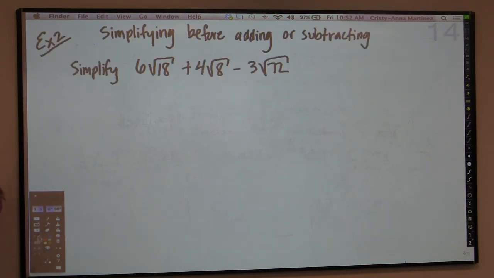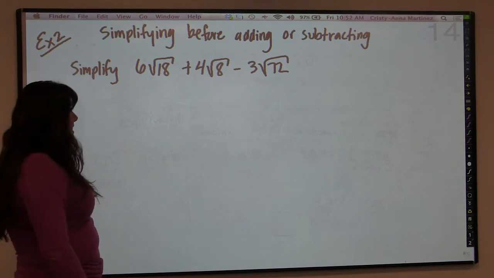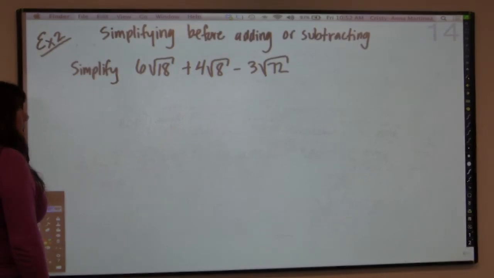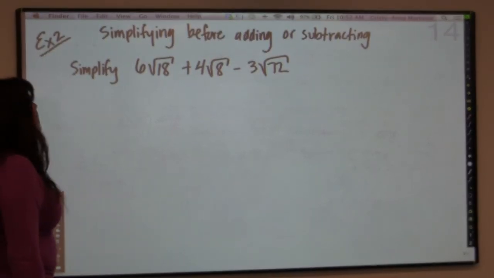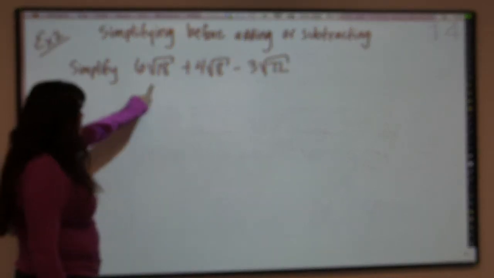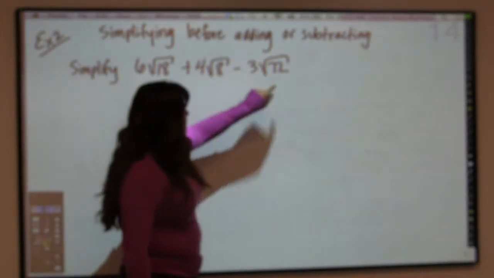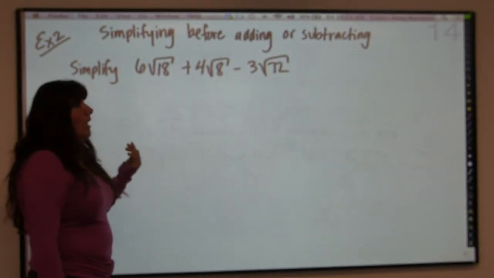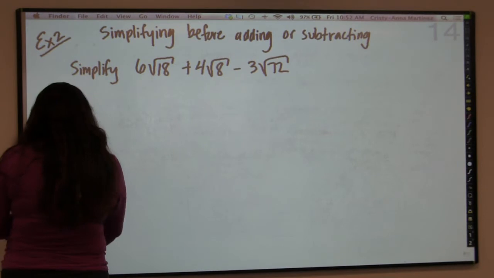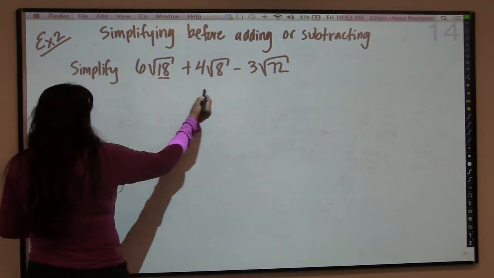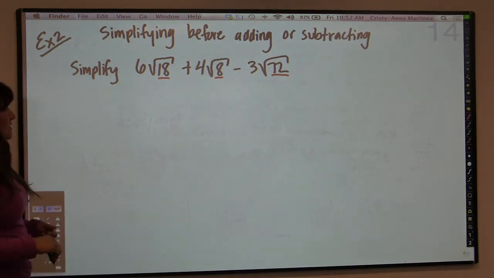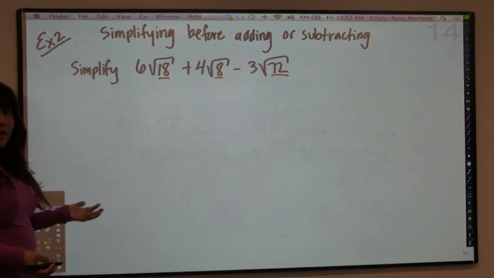All right, then the next example is what to do, how do you add and subtract radicals when they don't appear to be like radicals. For example, we do not have like radicals. These are all square roots. They all have an index of 2. And when you check for the second part, which is they all have to have the same radicand, you're looking at the 18, the 8, and the 72. Those are all different radicands. So technically, these are not like radicals.